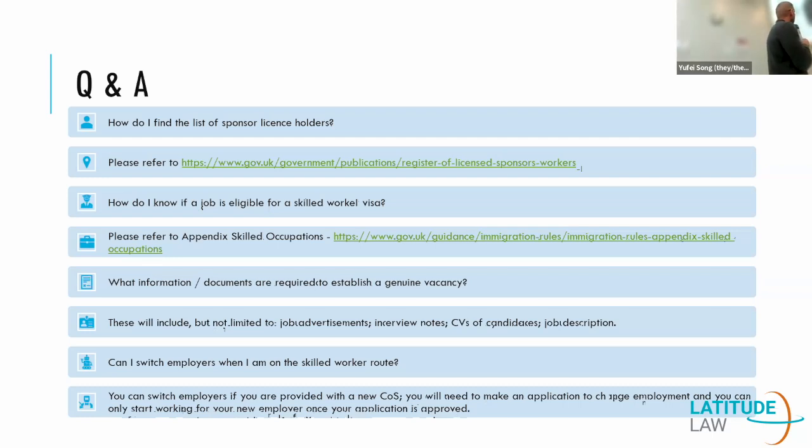And can I switch employers when I'm on a skilled worker visa? The answer is yes. You could switch to a different employer, as long as it's within the skilled worker category and it's a different application. So you will have to make a new application. It's a change of employment skilled worker application, which is essentially similar to any sort of skilled worker application, but it is something that is permitted.